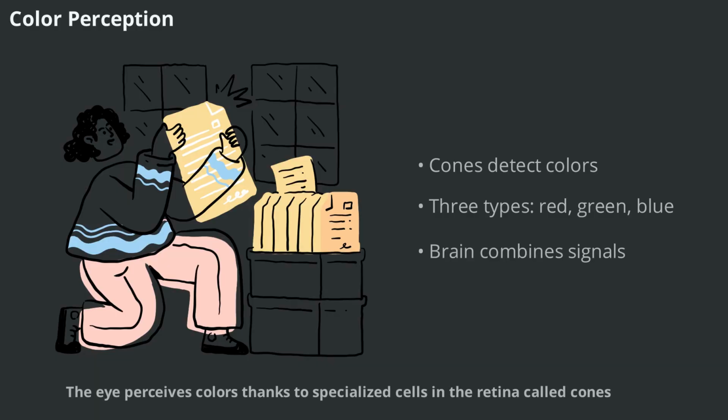The eye perceives colors thanks to specialized cells in the retina called cones. There are 3 types of cones, each sensitive to red, green, or blue light. When light enters the eye, these cones respond to different wavelengths, allowing us to see a wide range of colors. The brain combines signals from the cones to create the full spectrum of hues we experience every day.